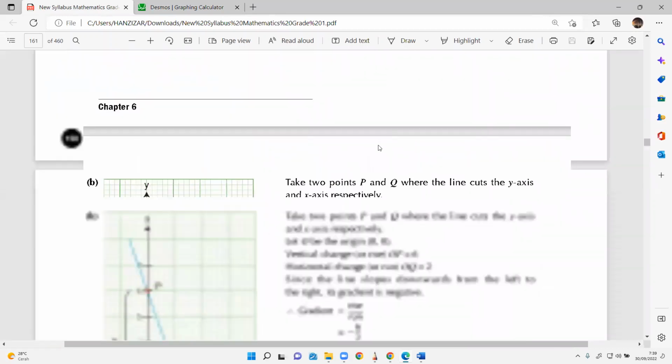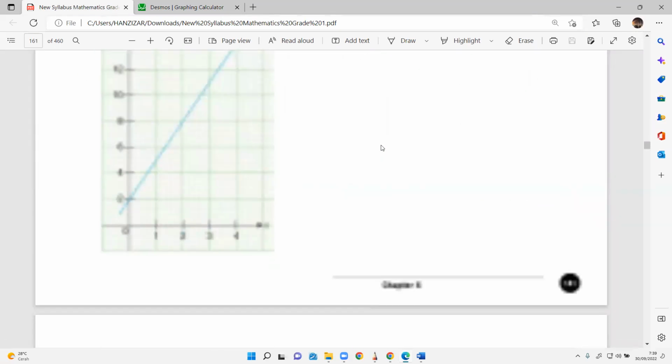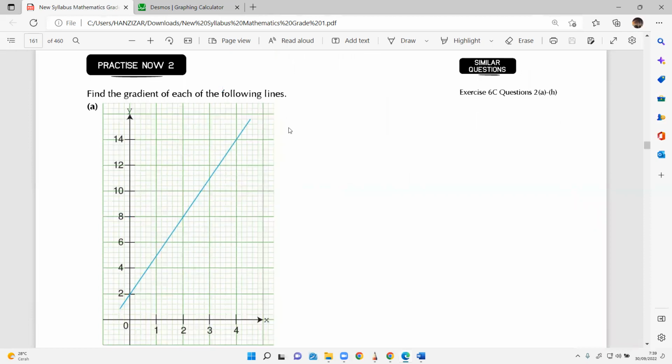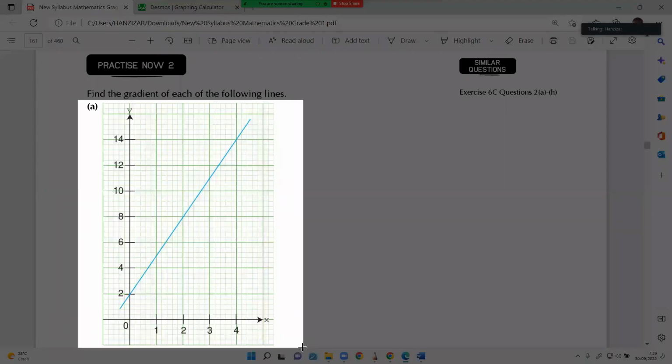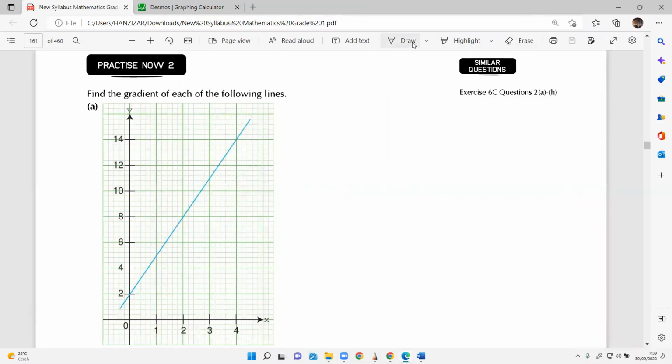Let's see. What page? Next. Practice now. Practice now what? Let's see. Okay, how do you calculate this gradient, guys? First thing first, pick any 2 points, right? We already have the number here. Can I pick this? Where is it? Oh, here, right?